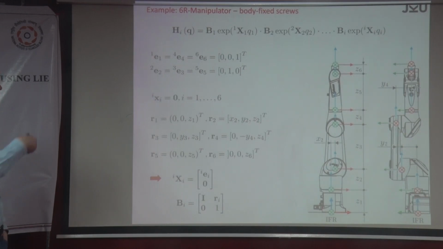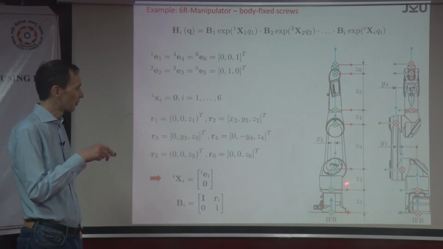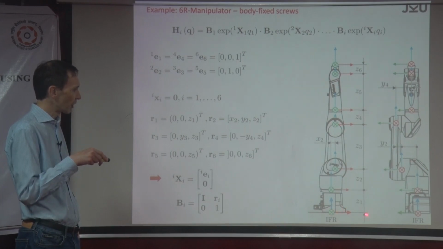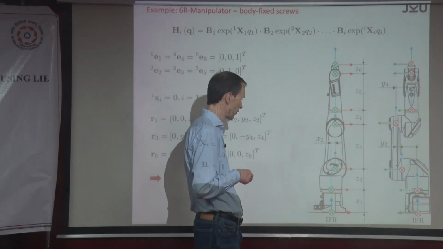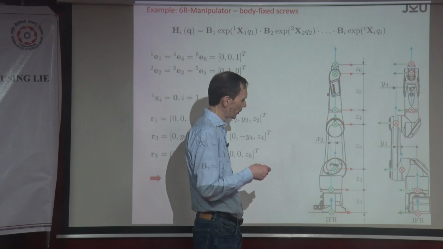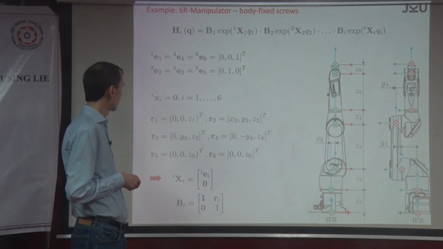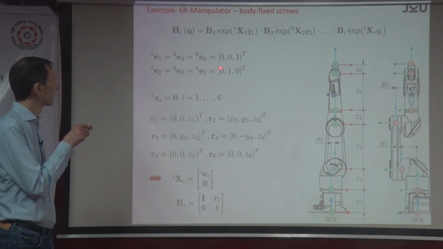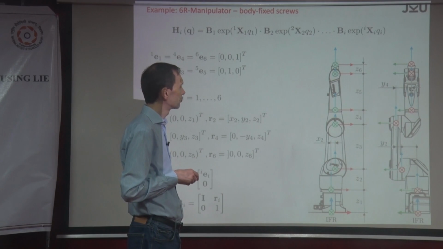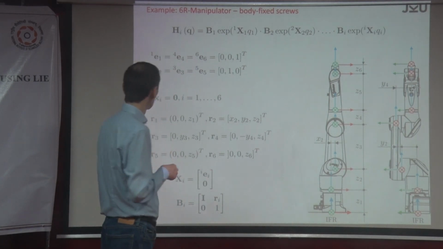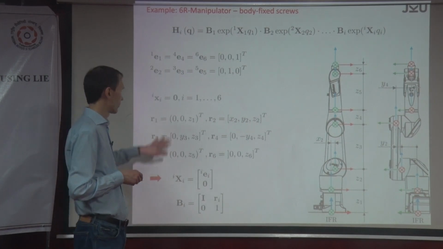Anyway, now the alternative would be to use the body fixed frames, right? So the body fixed frames are indicated here. So this is X, Y, Z, red, green, blue. This is RGB. So X, the Y comes out and Z goes upward. Again, the unit vector along the screw axis. Maybe first look at the position vectors.